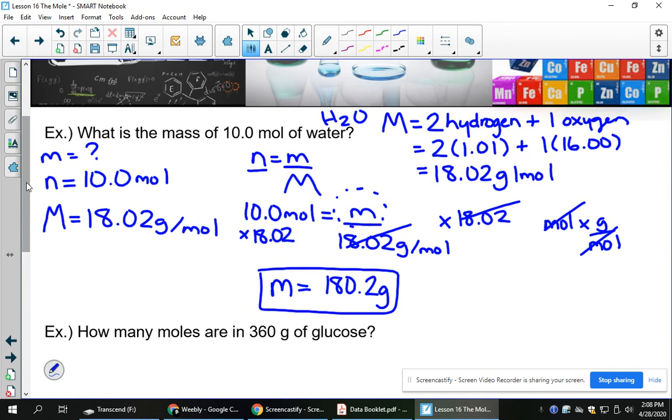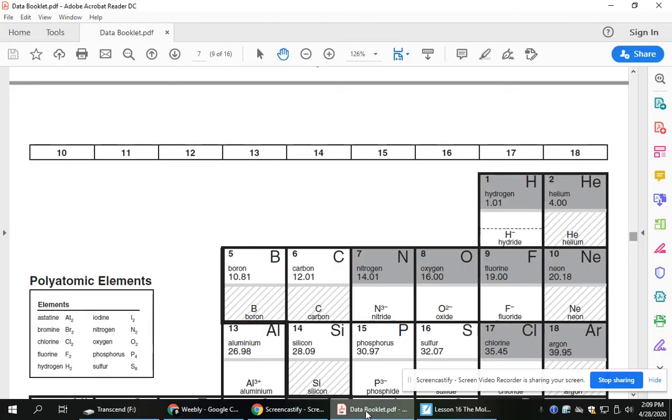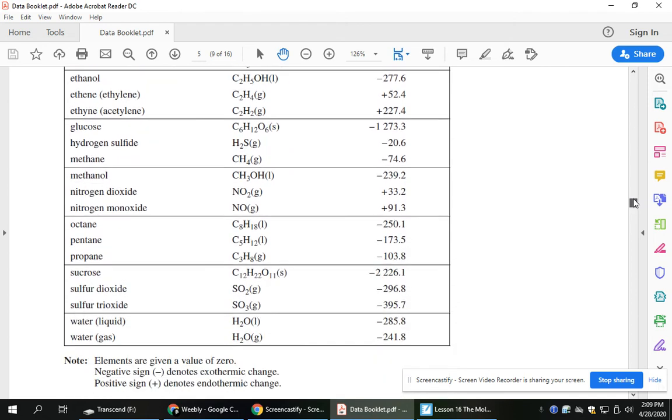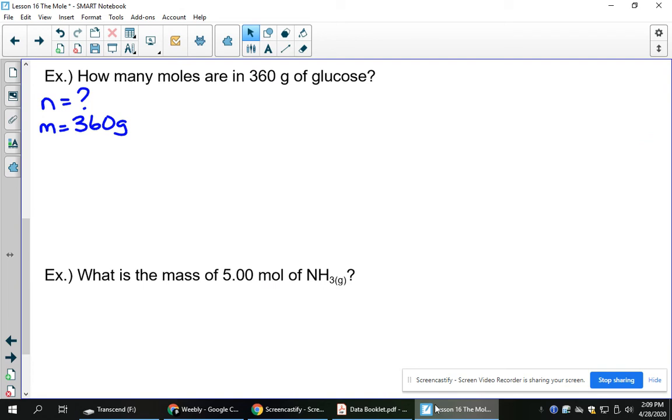If you're getting the hang of this, pause the video and try the next one on your own. How many moles are in 360 grams, that's a mass, of glucose? I'm going to go to page 10, or pardon me, page 5 of my data booklet. And I'm going to look for glucose in this big list of elements. Glucose is listed, I found it, C6H12O6 solid.